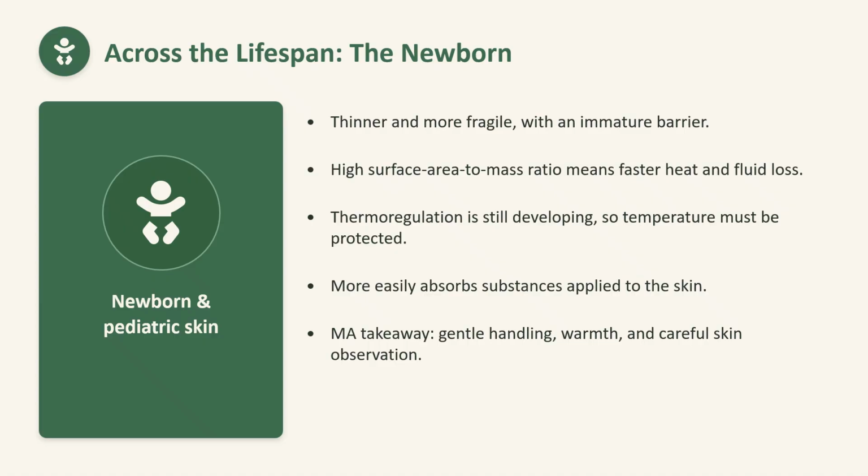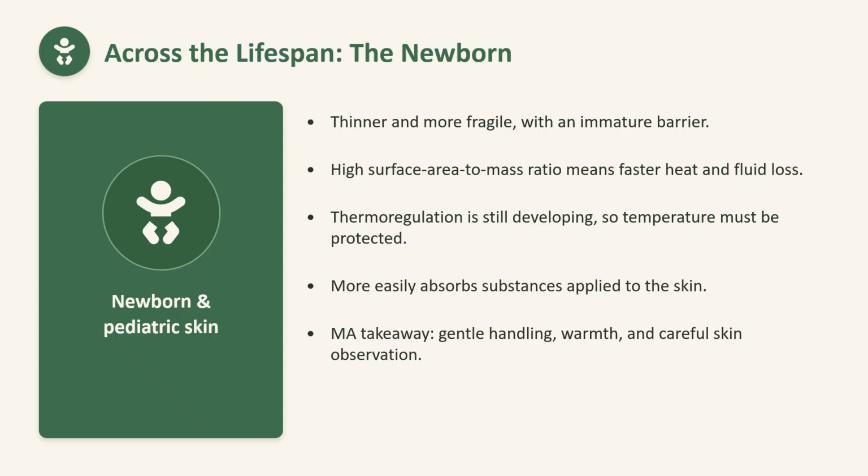One of our recurring threads all term is how each system changes across the lifespan, so let's look at the two ends of that spectrum. We start with the newborn and young child. A newborn's skin is thinner and more fragile than an adult's, and its barrier, the protective stratum corneum, is still immature, especially in premature infants. That makes the skin easier to injure and less able to keep pathogens out.